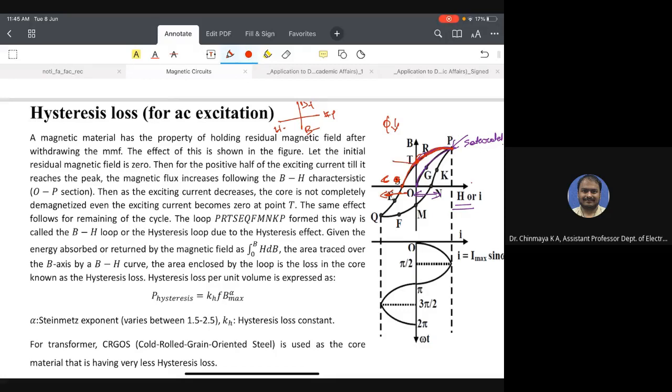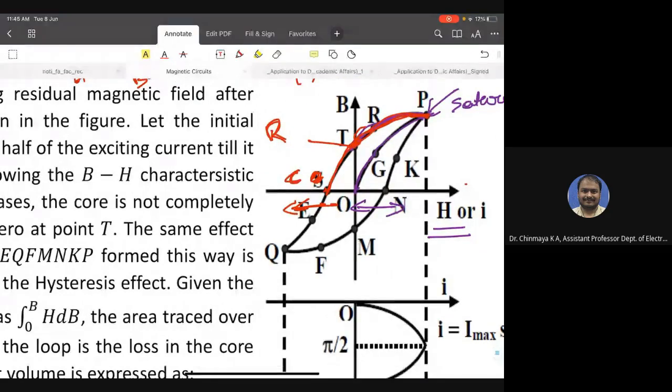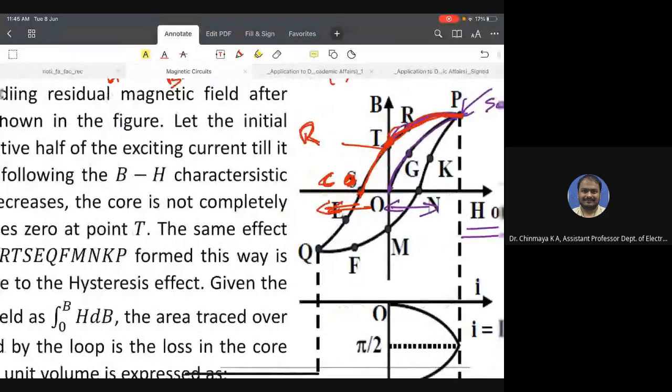This point is generally referred to as R, the retentive point. It is the point of retentivity, where the magnetized material will retain its magnetism. Therefore, we call it retentivity. In order to remove this magnetic field, you have to apply a negative H, and the magnetic flux lines will come to zero.